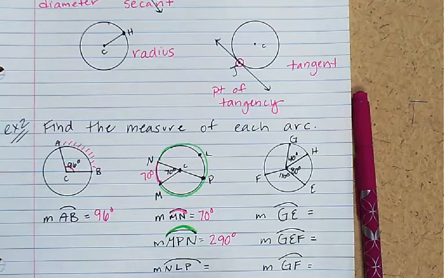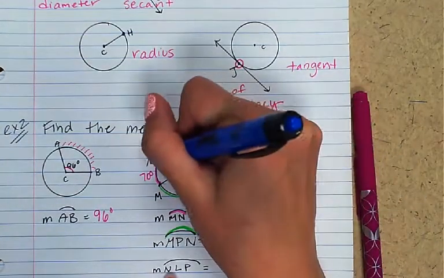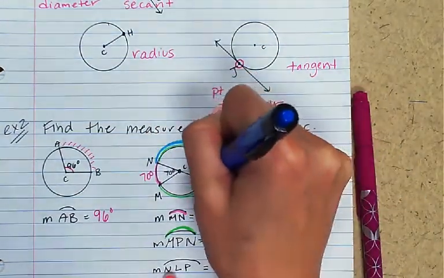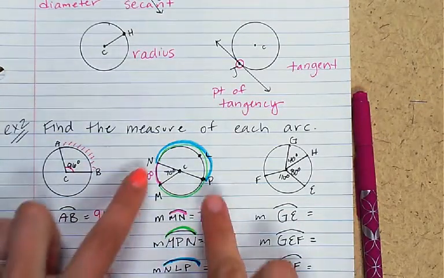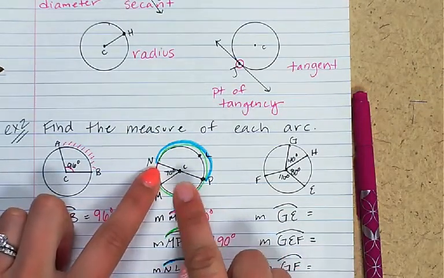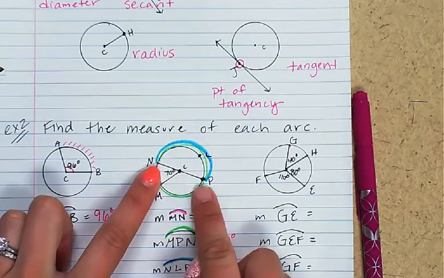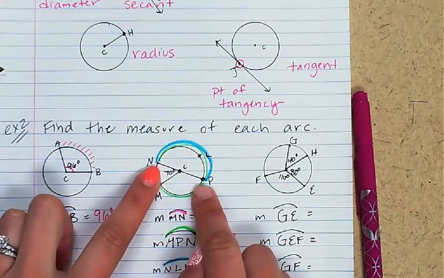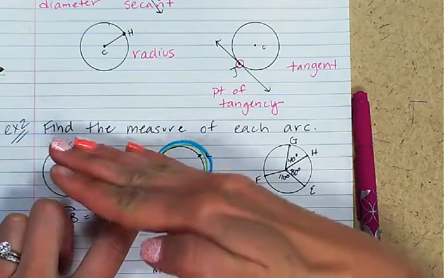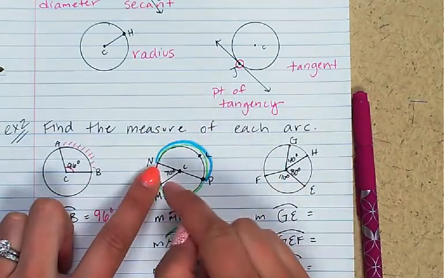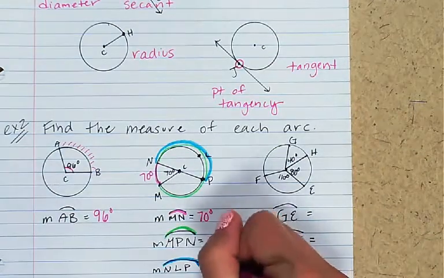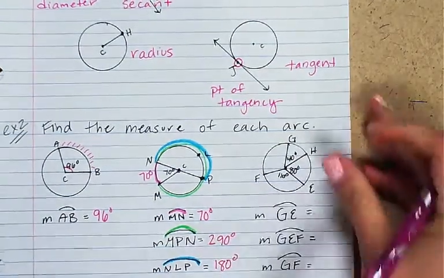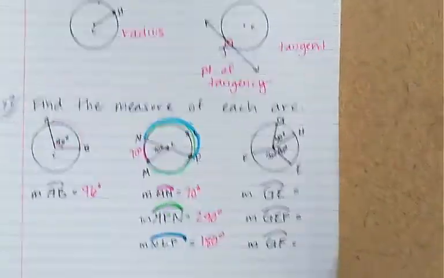Last, we have the measure of arc NLP. So you'll notice that segment NP, this chord, goes through the center of the circle, which makes it actually a diameter. So we're taking that circle and cutting it perfectly in half. So if the whole thing is 360 degrees and I cut it in half, half of that is 180 degrees. Okay, so the next one.